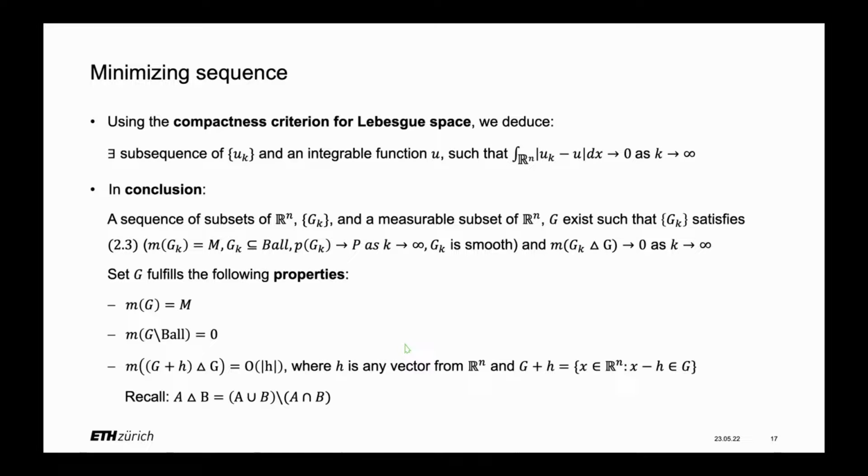And where H is any vector from Rn, such that G plus H is actually just something like x in Rn, such that x minus H is in G. And recalling what a symmetrical difference is, if we have two sets, we are looking at the union without the intersection of those terms. So what we see here are little translations, it doesn't really matter. It's already bounded by the Landau notation of something linear.